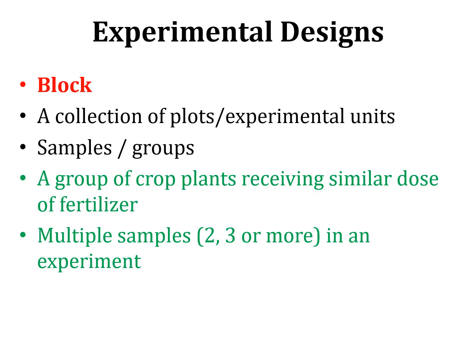And of course, because we are giving different doses of fertilizers, there are going to be more than one block in our experiment, right? So multiple samples, 2, 3, or more samples in an experiment. And these are defined by the groups of plants that are receiving a similar fertilizer dose in this example.